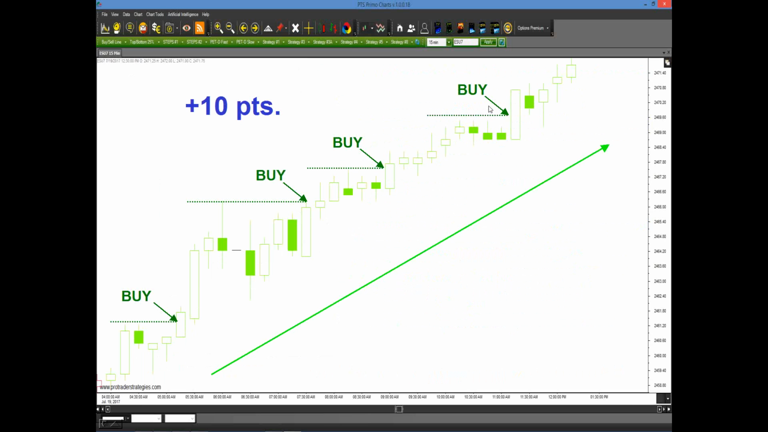And this was 10 points in just a couple of hours, or $500 per contract. If you have 1 contract, that's $500 by the end of the day. If you have 10 contracts, $5,000 by the end of the day.